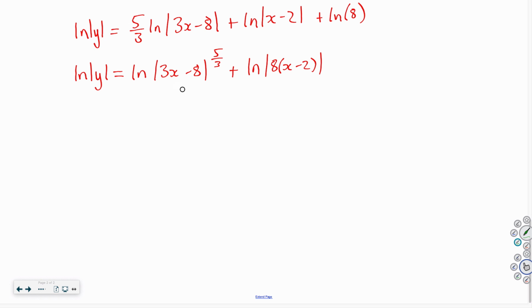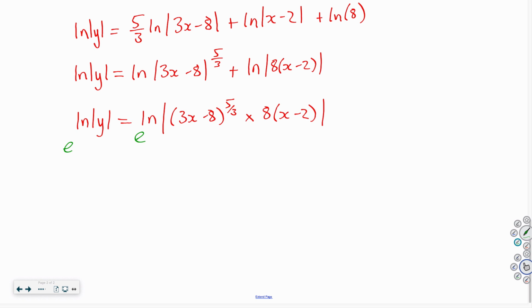And now we can simplify that even further. Because we're adding two natural logs together, we can bring them into one natural log and multiply them. So the natural log of the modulus of y is equal to the natural log of the modulus 3x minus 8 to the 5 over 3 multiplied by 8 times x minus 2, and close our modulus. And now it's easier for us to remove our natural logs. And the way we do that is actually raising both of these left-hand side and right-hand side of the equation to the power e. So e to the power of all of that will get rid of our natural logs. So we're going to get y equals, and then I'm going to simplify this. I'm going to bring the 8 times x minus 2 to the front and multiply that by 3x minus 8 to the 5 over 3, and then that is our final answer.